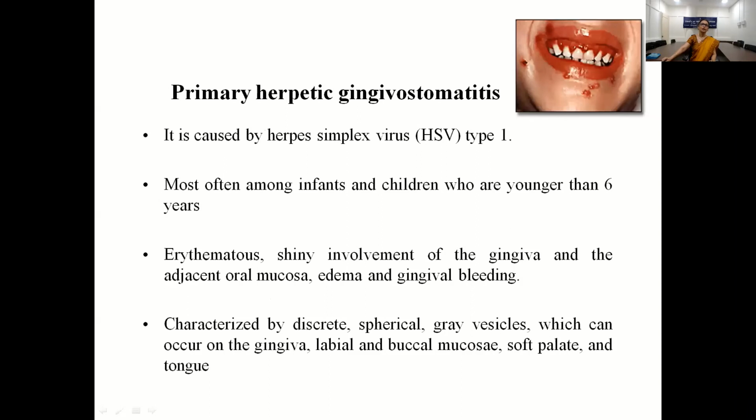Then we will see about primary herpetic gingivostomatitis. This is a viral disease caused by herpes simplex virus type 1. Most often seen amongst infants and children who are younger than 6 years. Erythematous, shiny involvement of the gingiva and adjacent oral mucosa. Edema and gingival bleeding are present, characterized by discrete spherical gray vesicles which can occur on the gingiva, labial and buccal mucosae, soft palate and the tongue. Sometimes the patient also complains of fever and lymphadenopathy.